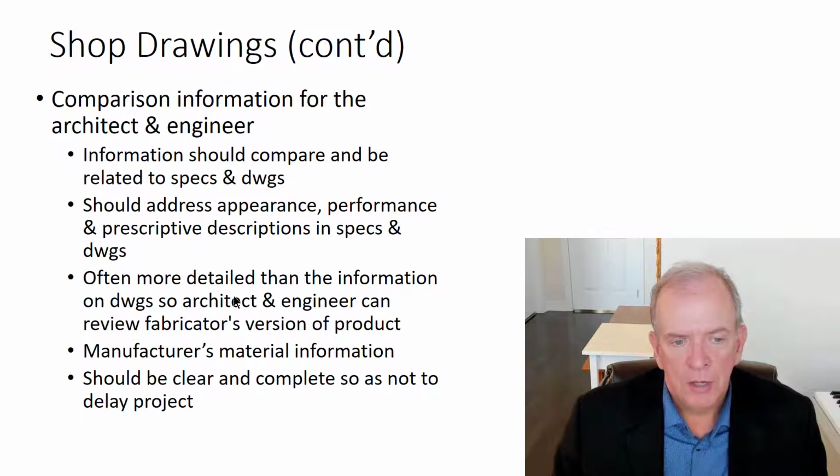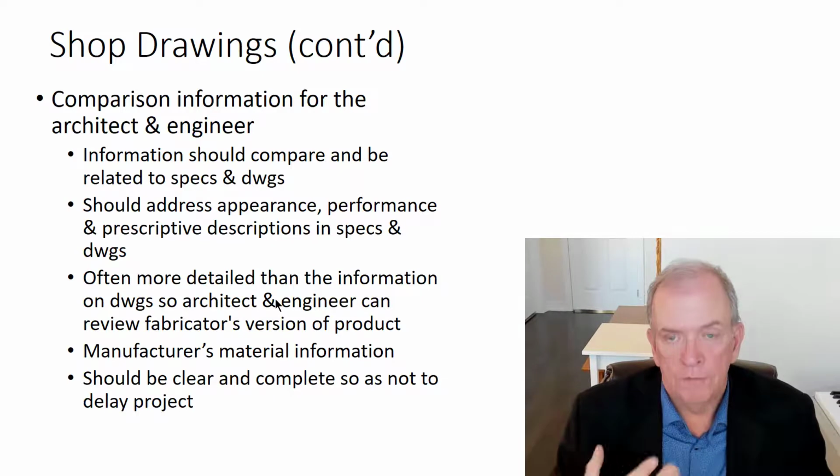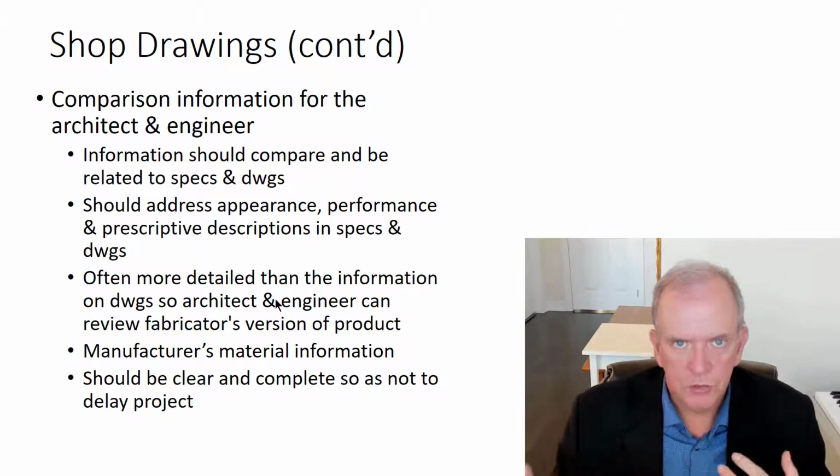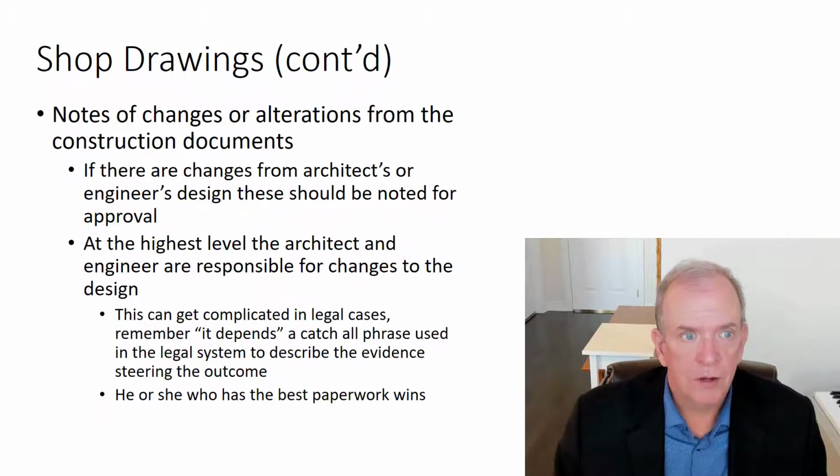So the architect and engineer know it conceptually, they know the intent, and from the structural point of view they would know the structural requirements, but they wouldn't get into as much detail as the shop drawings typically will. Manufacturer's material information: anything specific that this manufacturer needs to inform the architect or engineer on their product. And it should be very clear and complete.